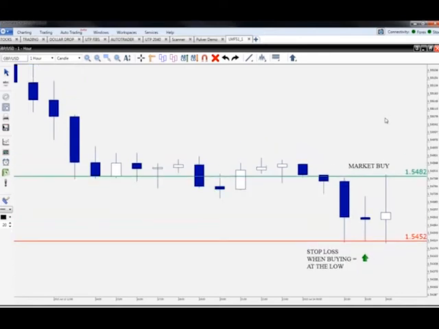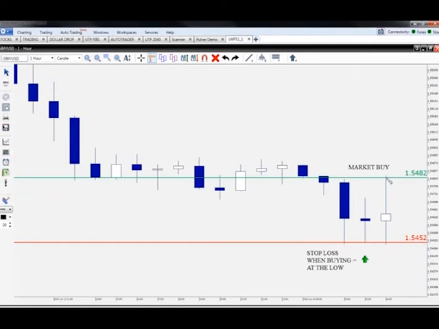So once again, we're going after a minimum of 50 pips per currency pair per day. So we're going to set our target right there, 1.5531.